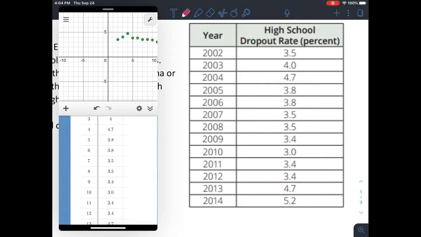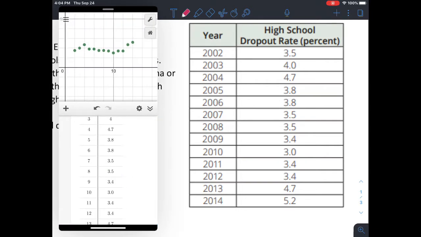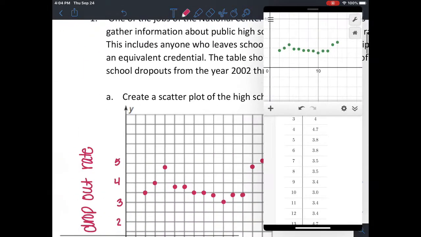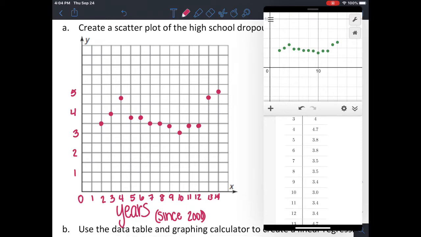Okay, so now I have it on my scatter plot. I'll zoom out a little so I can see it all. Looks pretty similar to what I have in my scatter plot picture. I think I did a pretty good job.